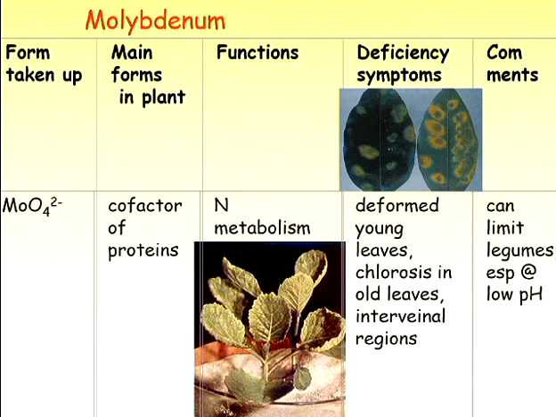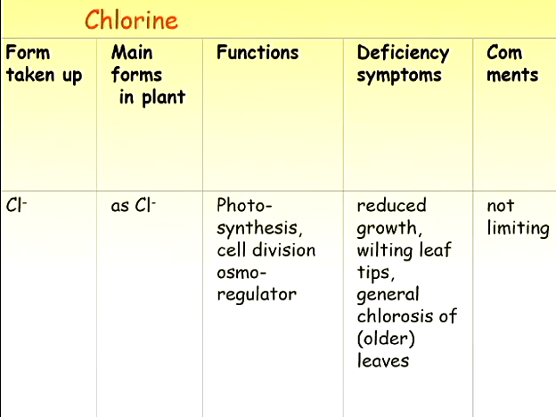So at high pH, molybdenum is actually more bioavailable. So the deficiency is more likely to happen at a lower pH. Chlorine, that's another one in the lower regions. Well, actually, the levels of chlorine in the plant are not that low, but it's not likely to be limiting.